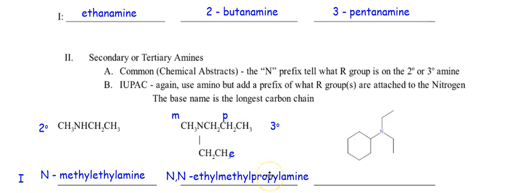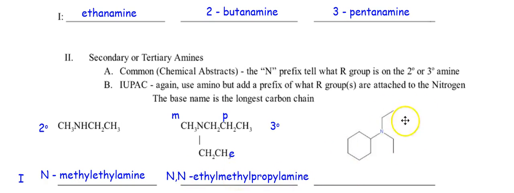So because it's an amine, it has to have at least 1. But I have 2 other carbon groups here. And so I need to have 2 N's written here. So it becomes N,N-ethylmethyl propylamine. Why is it ethylmethyl? That's your alphabet.